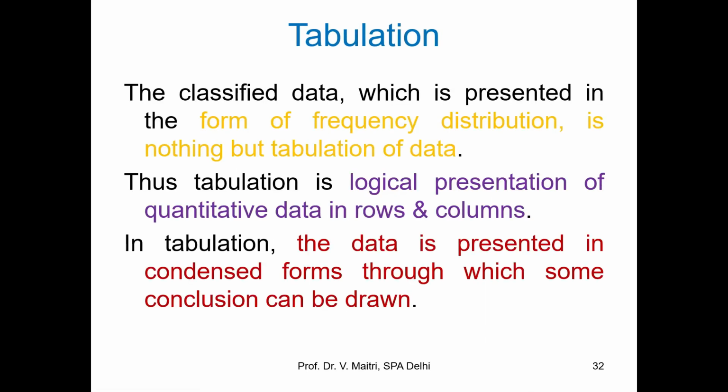Now come to the table. Tabulation is nothing but the frequency distribution which we are presenting as a table. We can classify it a little more: it is a logical presentation of our quantitative data in rows and columns. In tabulation, we present data in a condensed form through which we can draw a conclusion. So your frequency distribution is nothing but your table.